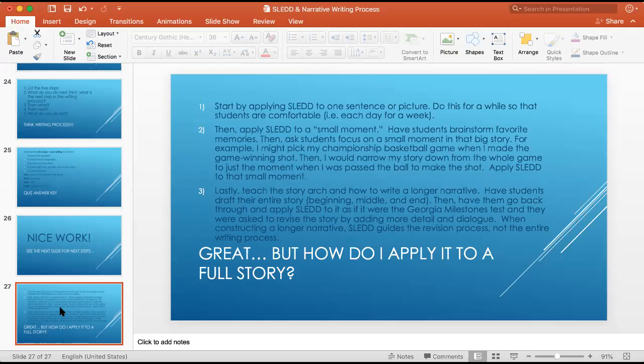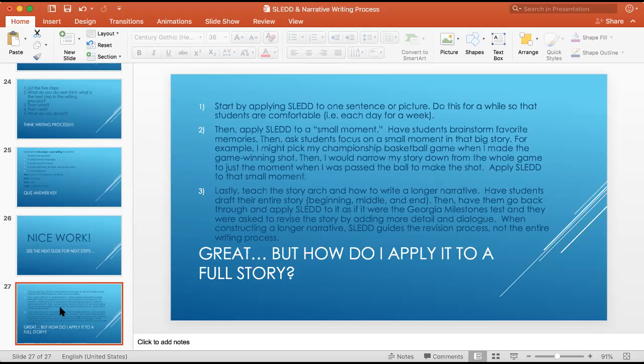I saw a great one this morning where up at the top, it asked what the event was. Then it said, why is this event significant to you? And then it had SLEDD, where students had to fill out the aspects of SLEDD. And then it had boxes for beginning, middle, and end. And that was their pre-writing for the longer narrative.